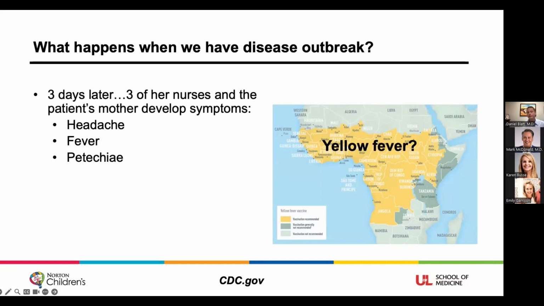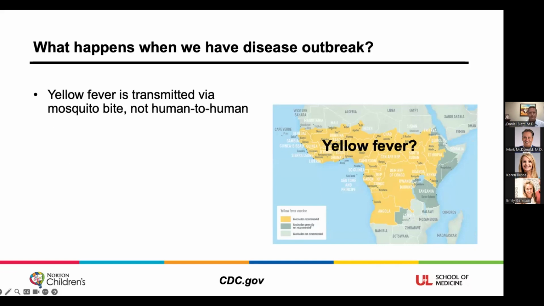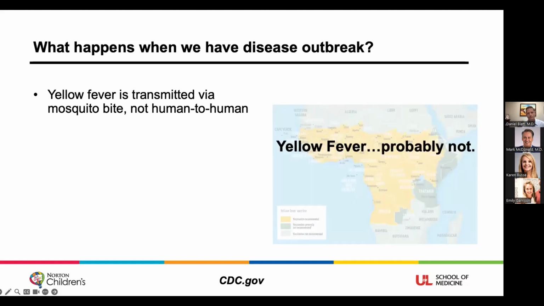3 days later, a few of her nurses are reported to be ill. They have headache, they have fever, they have petechiae, and it seems to be that her close contacts were sick, which indicates likely human-to-human spread. However, yellow fever isn't transmitted by humans. It's transmitted by mosquitoes. So it's probably not yellow fever. It could be something else that's spread human to human.